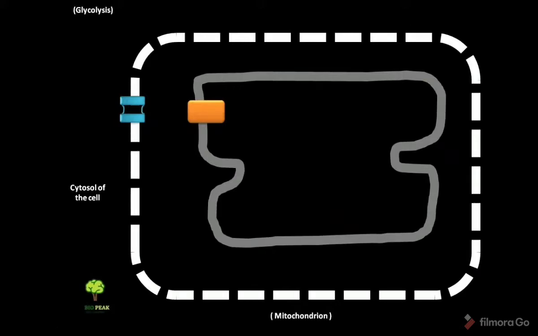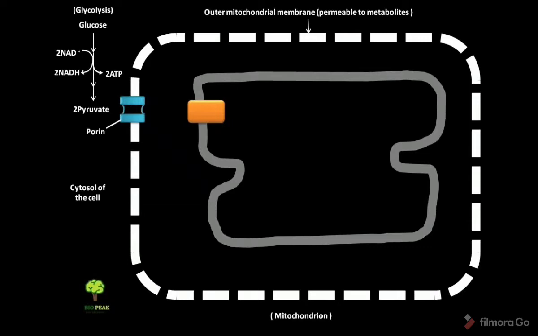In glycolysis, 1 mole of glucose is converted to pyruvate molecules in the cytosol of an animal cell. In this process, 2 NAD plus molecules form 2 NADH molecules, and also 2 ATPs are formed. These 2 pyruvates now pass through the membrane channel protein called porin present in the outer mitochondrial membrane.